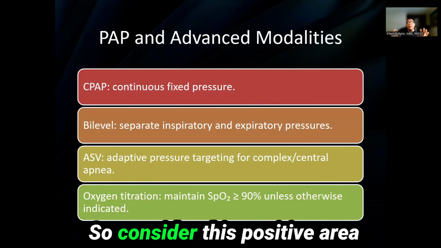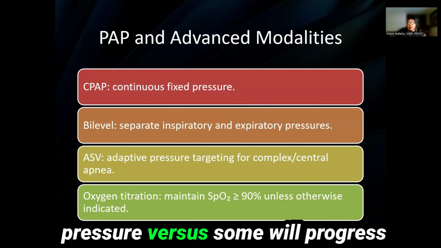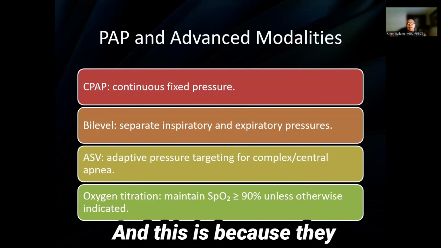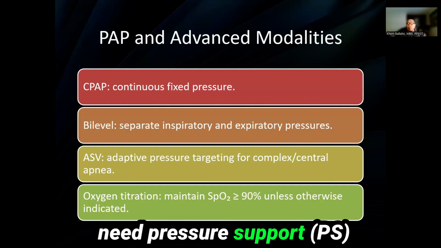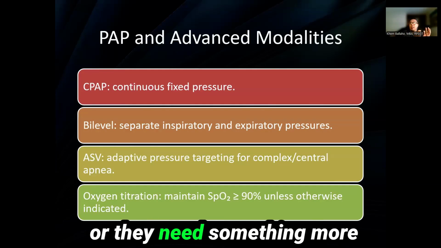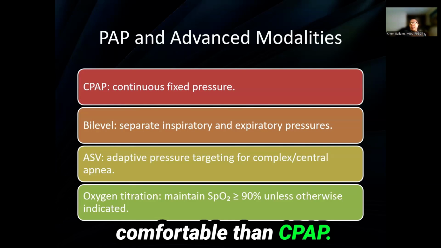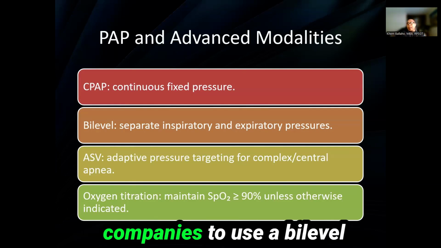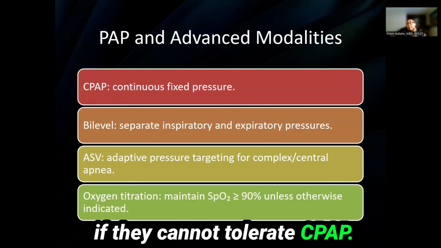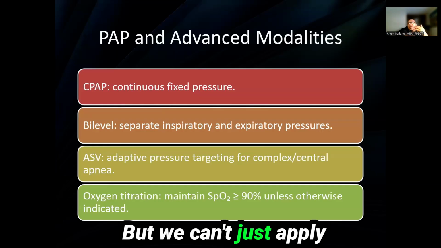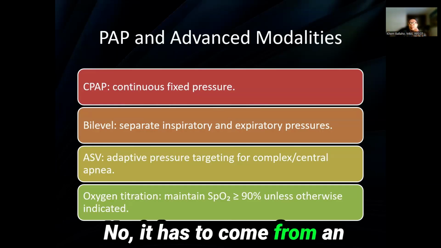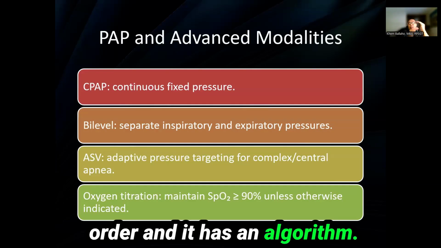So, continuous positive airway pressure, versus some will progress to a bilevel pressure. This is because they need pressure support or they need something more comfortable than CPAP. Here in the United States, patients are allowed by their insurance companies to use a bilevel if they cannot tolerate CPAP. But we can't just apply bilevel because the patient wants it. No, it has to come from an order and it has an algorithm.